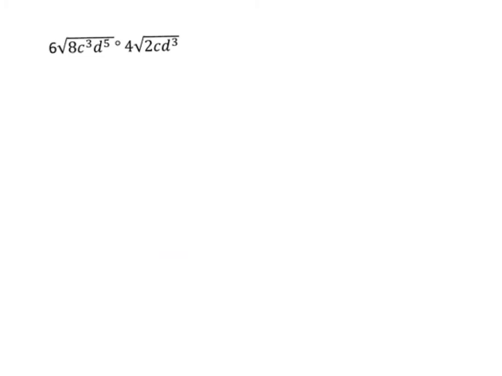The next topic we're going to talk about is multiplying radicals. So again, we're going to take it piece by piece. So up front we see we have a 6 in front of that one and a 4 in front of that one. And we need to multiply. So we're going to take 4 times 6, which gives us 24. Next, we're going to look at what's underneath the square root. We have 8 times 2. Multiplying those together, we get 16.